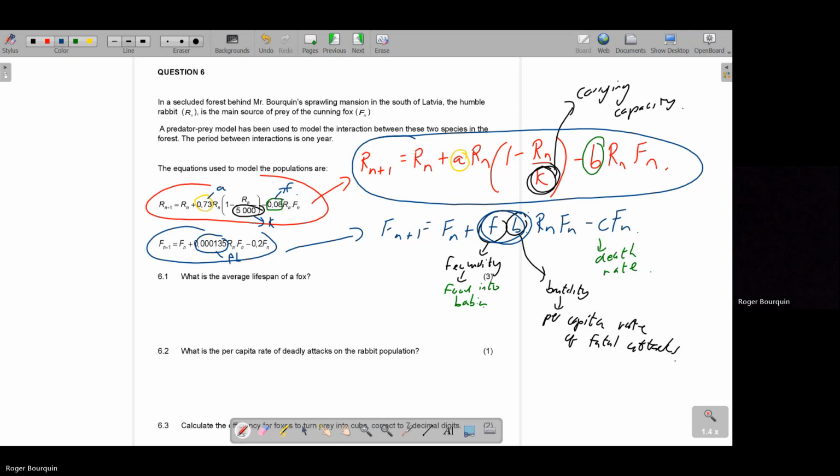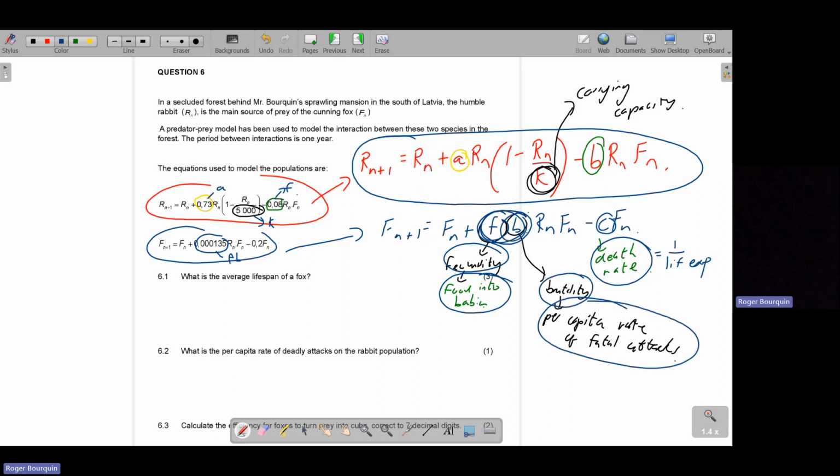Remember, in these formulas, F stands for the fecundity, in other words, the ability to turn food into babies. C is the death rate, in other words, 1 over life expectancy. B stands for brutality, in other words, the per capita rate of fatal attacks, how successful they are at hunting.